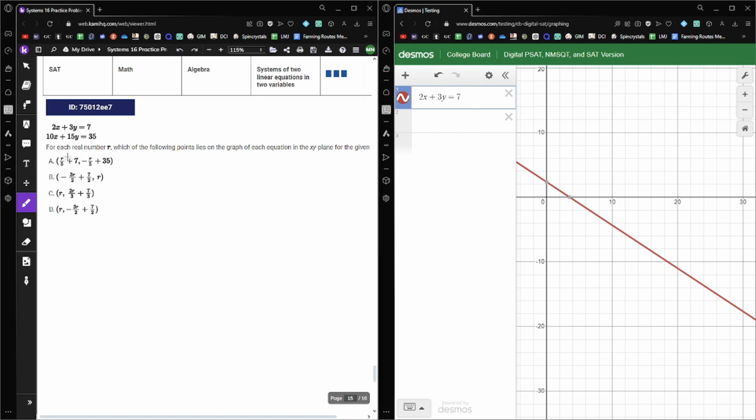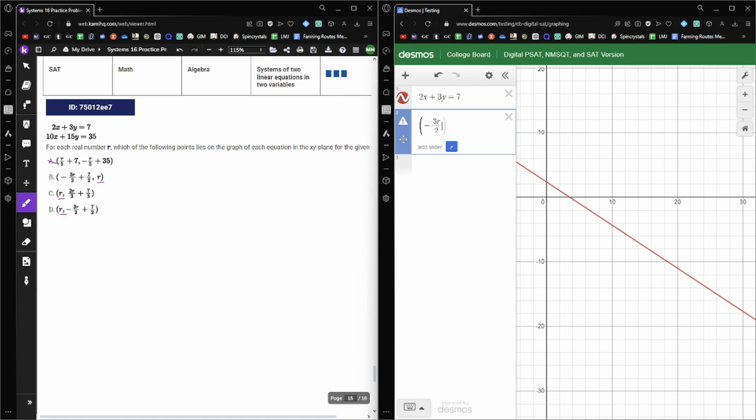Next thing up, let's check the answer choices. So here, r is a fraction in both the x and y positions, so it can't be A. B, r is by itself in the y value. C, r is by itself, and D, r is also by itself. So hey look, we got rid of at least one, right? I like that. I don't like typing fractions. So let's start trying them out.